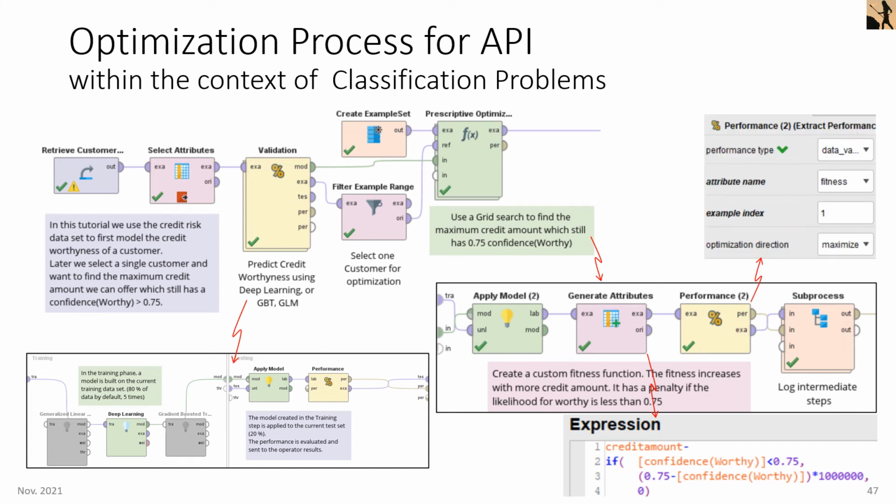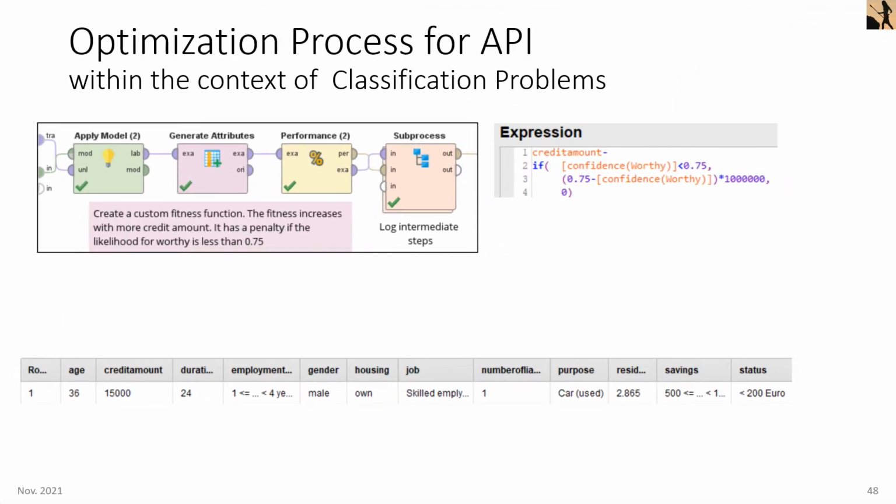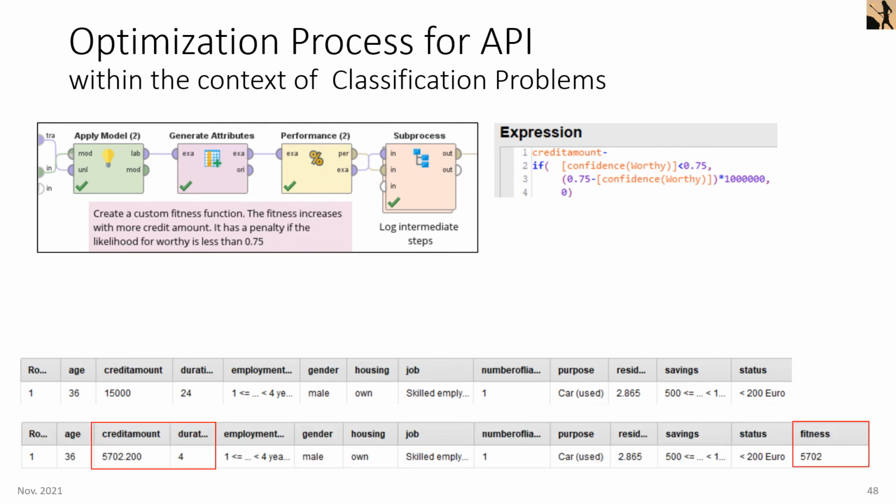So the performance is similar to the previous case. But at the last, we have a sub-process. Here, I'm just logging. I will use some operations to log the intermediate results so as to show what the system is doing during this optimization, okay? So for example, we go through this particular expression to penalize any combination that will result in the confidence level below 75%, right?